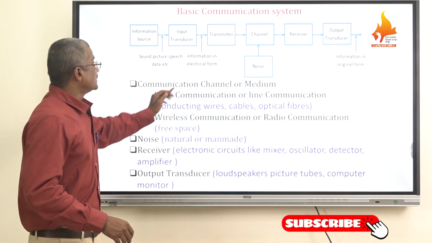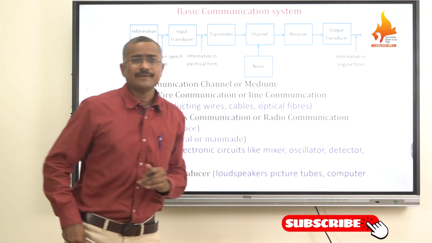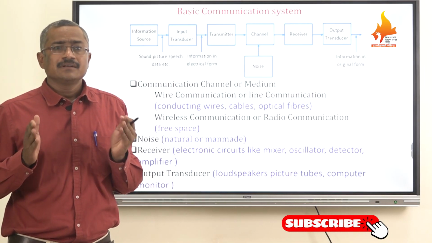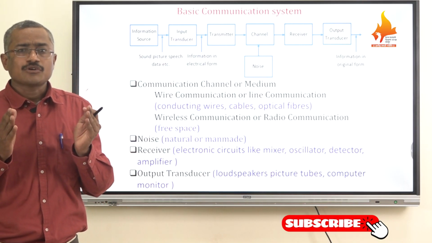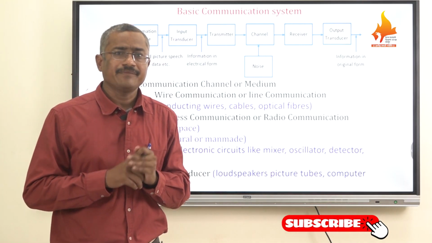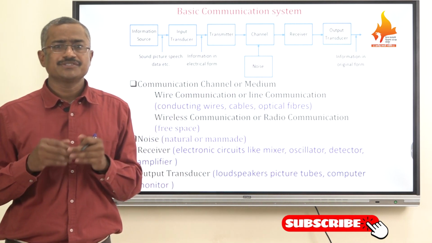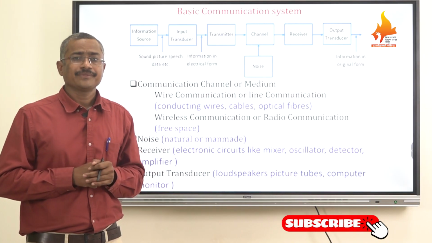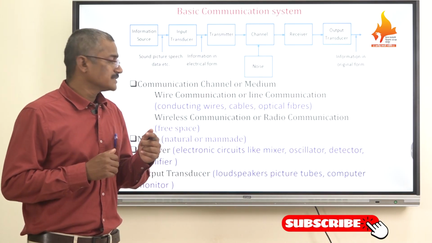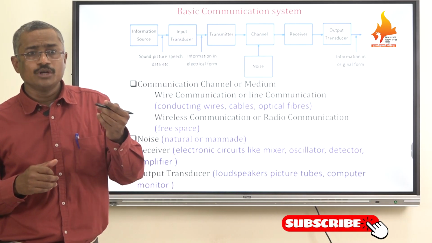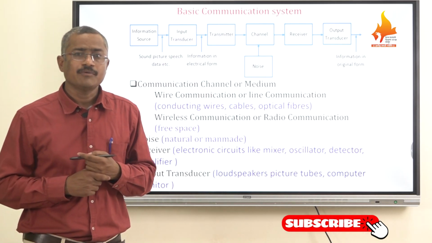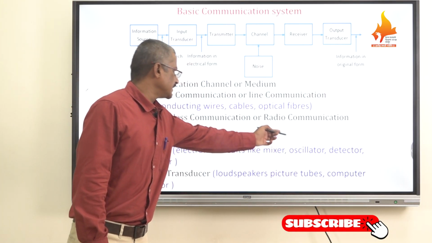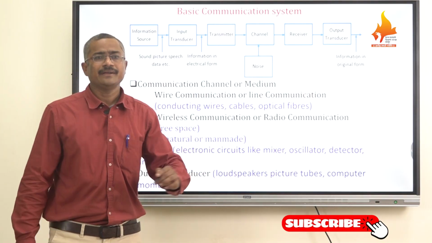Now, the next point is related to the receiver. The receiver is an important aspect in the communication system. Reception is exactly the opposite process of transmission. The main function of the receiver is to reproduce the message signal in electrical form from a distorted received signal. The received signal is amplified, demodulated and converted into suitable form. The receiver consists of electronic circuits like a mixer, an oscillator, a detector and an amplifier.